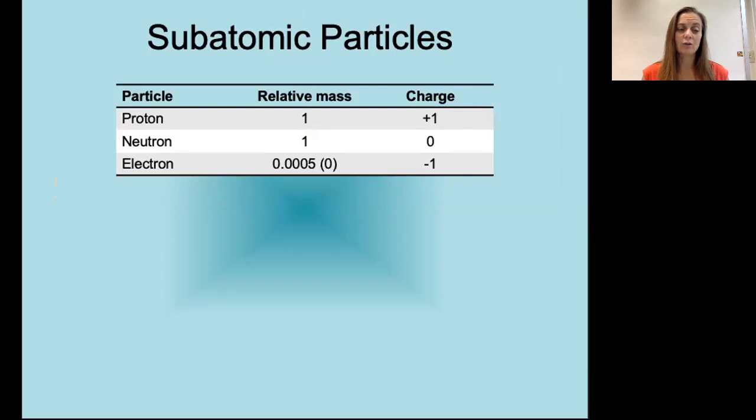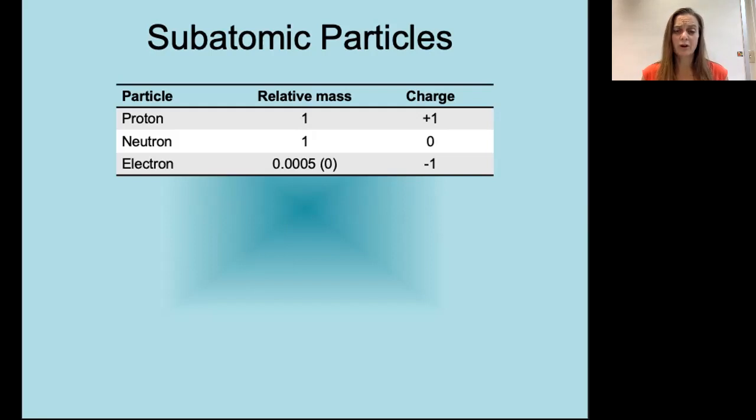The mass of a neutron is also about 1 atomic mass unit, and it has no charge. And then we have the electron, and we say that it has a relative mass of 0. It's about 1/2000th the mass of a proton or a neutron. And so relative to those, it's effectively 0.